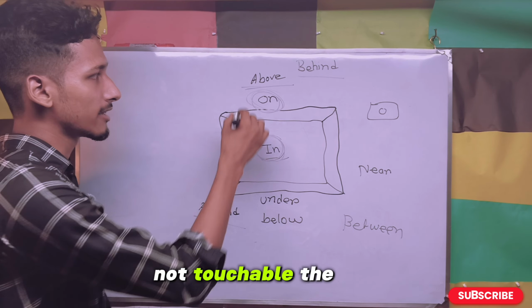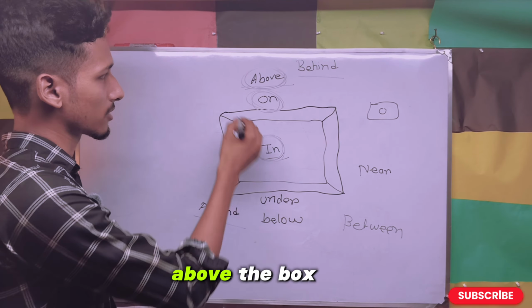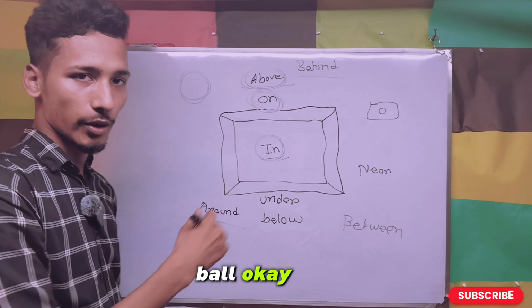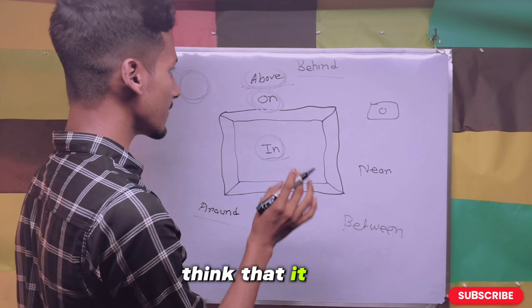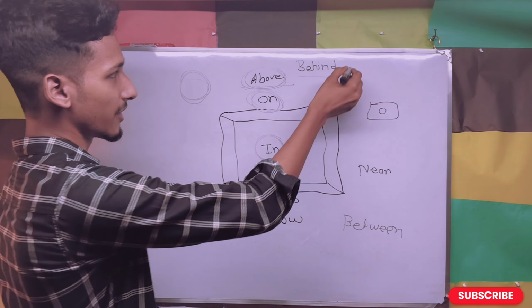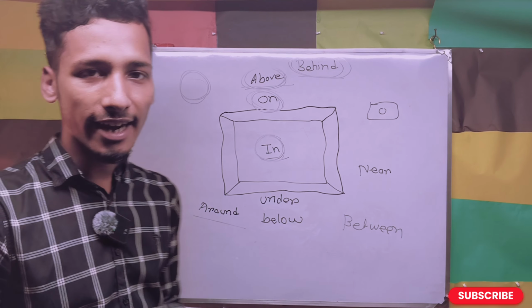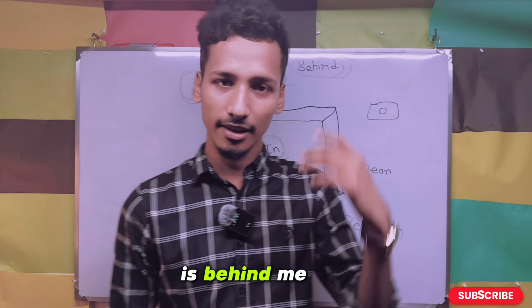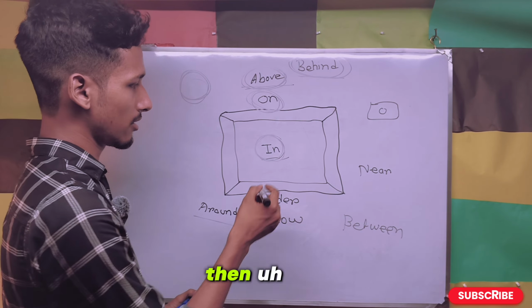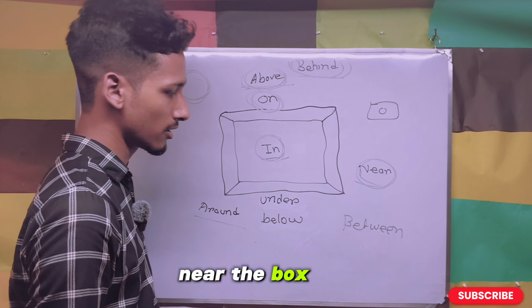When it is not touchable, the ball is above the box. The ball is above the box. So it is a ball. When I am writing these things, you have to think that it is a ball. Now behind, the ball is behind the box. Behind means here. The whiteboard is behind me, like this. Okay, then we have near. The ball is near the box.